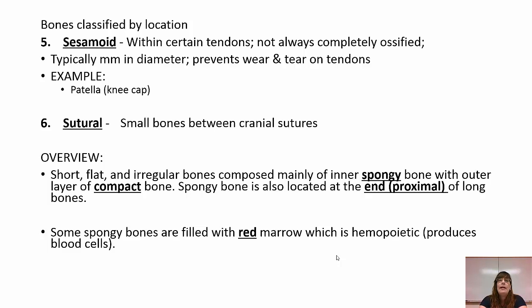So, short, flat, and irregular bones are composed mainly of inner spongy bone and then an outer layer of compact bone. Spongy bone is also located at the proximal end of long bones, and some of the spongy bone is actually filled with red marrow, which is where blood cells are produced, so it's hemopoietic.